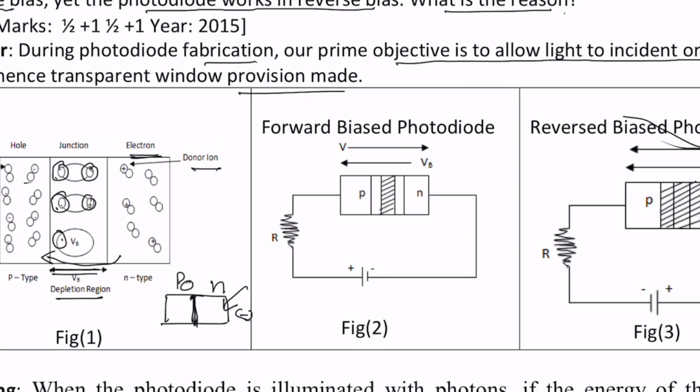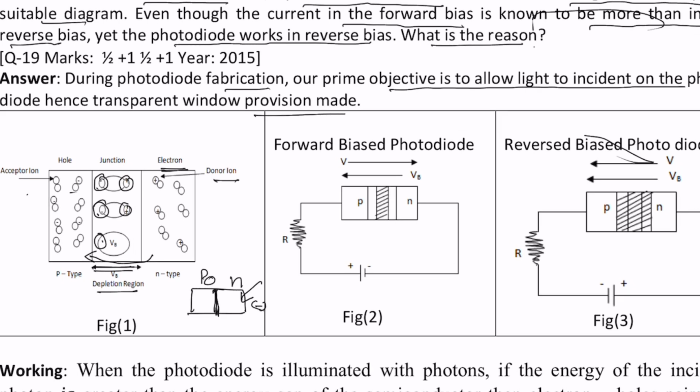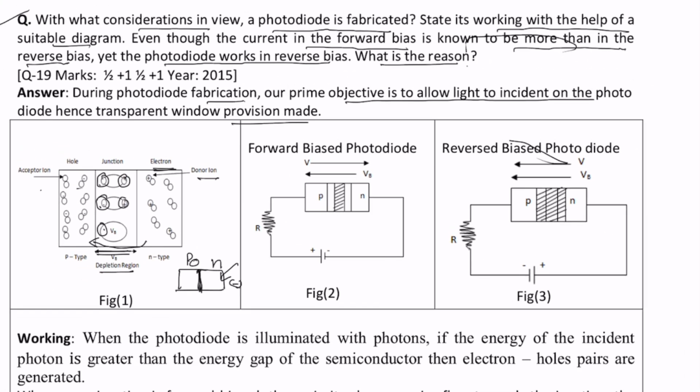Now forward bias means P type with positive, N type with negative. This is called forward biasing. And what is reverse bias? Just opposite polarity: P type with the negative terminal, N type with the positive terminal. So when a PN junction is connected in such a way that the P type, the acceptor type, where holes are the majority charge carriers, is connected with the negative terminal of the battery, and the donor type, where electrons are the majority charge carriers, is connected with the positive, then such connecting with the voltage terminal is called reverse biasing.